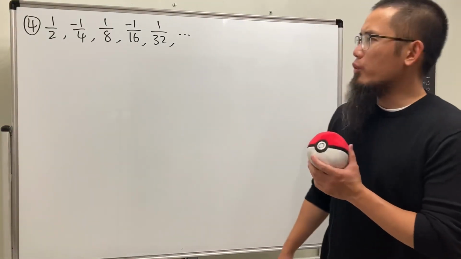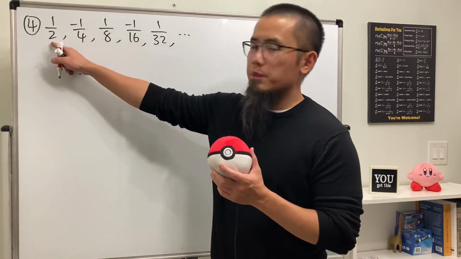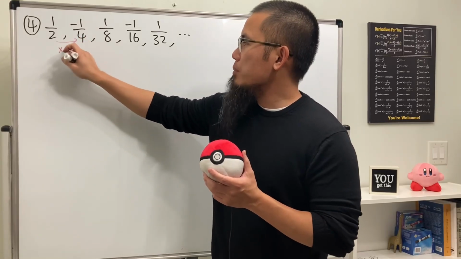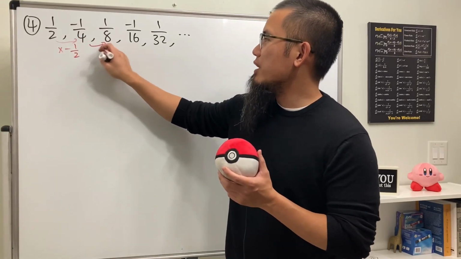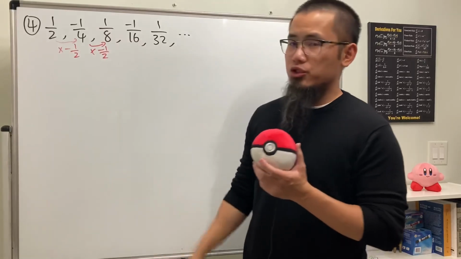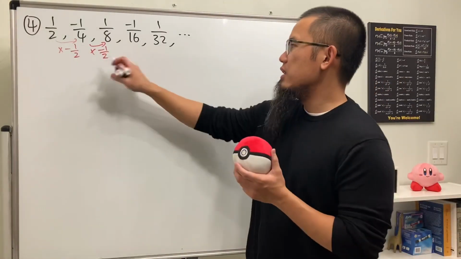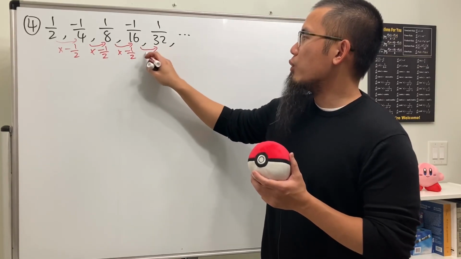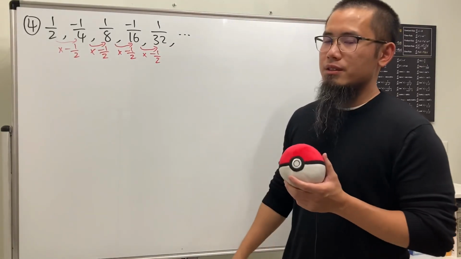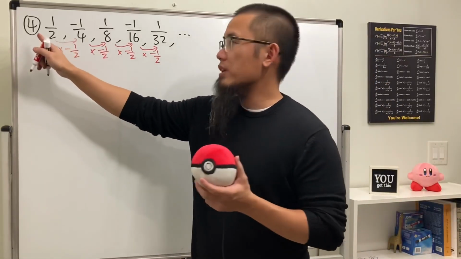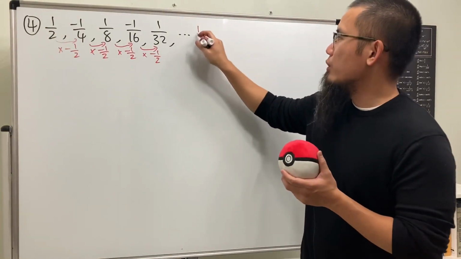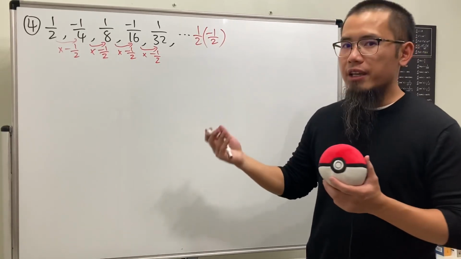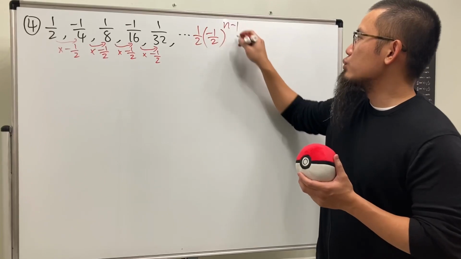Okay, for number 4 right here, we see that the first term is just 1/2. And then every time, we multiply by negative 1/2 to get to the next term. So this is still geometric, but the common ratio is negative 1 over 2. How would you write a formula for this? We can use the thing that I told you guys in class. Put down the first term, which is 1 over 2, times the common ratio, which is negative 1 over 2, and you take that raised to the n minus 1 power.